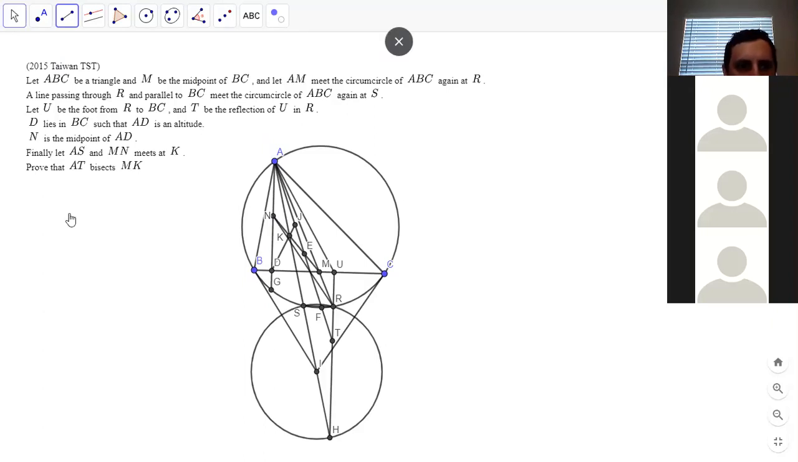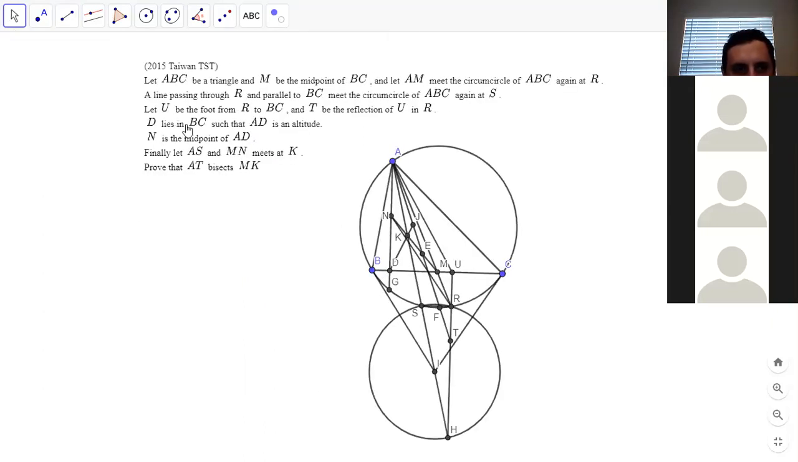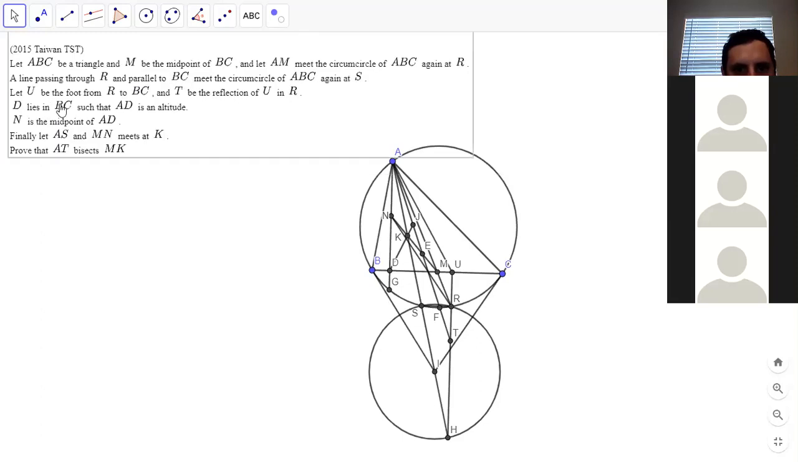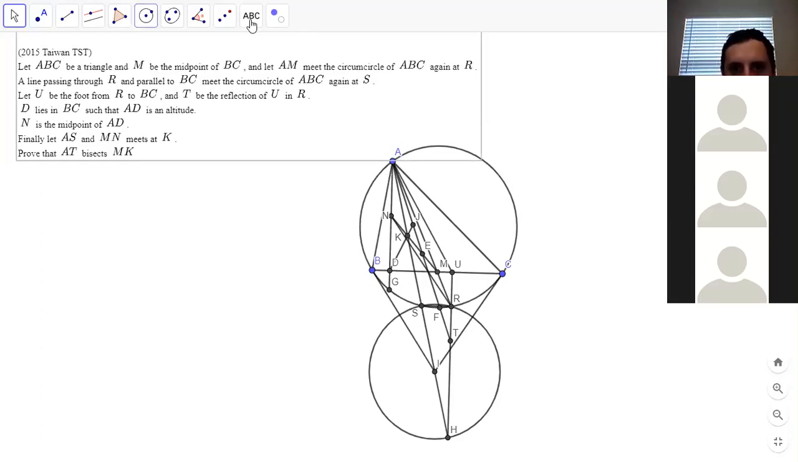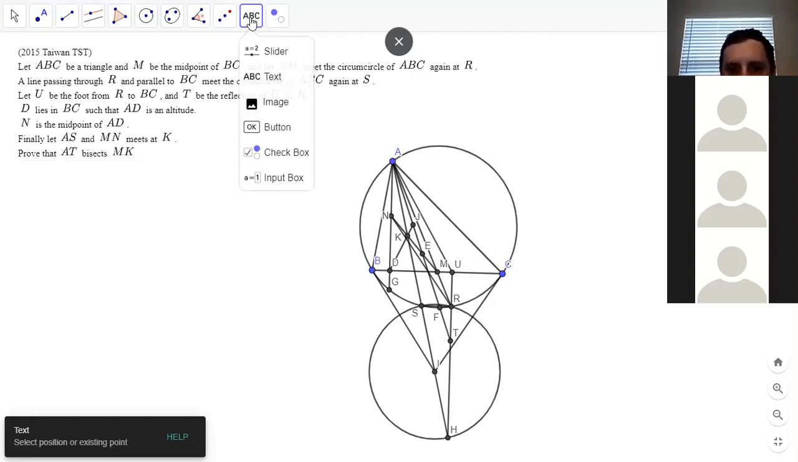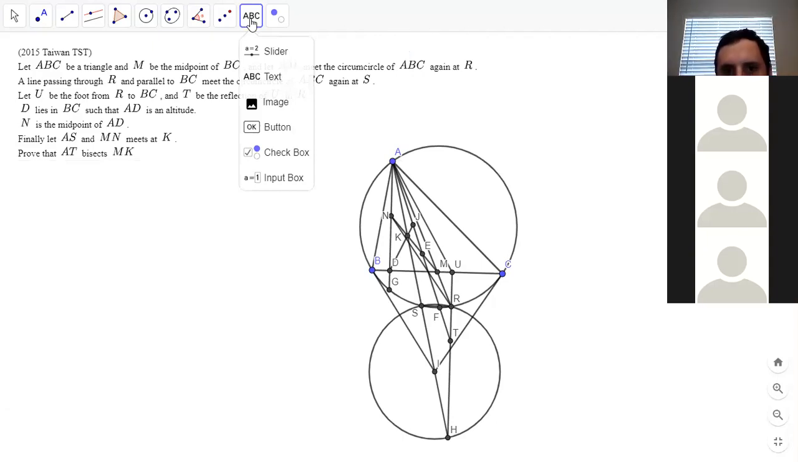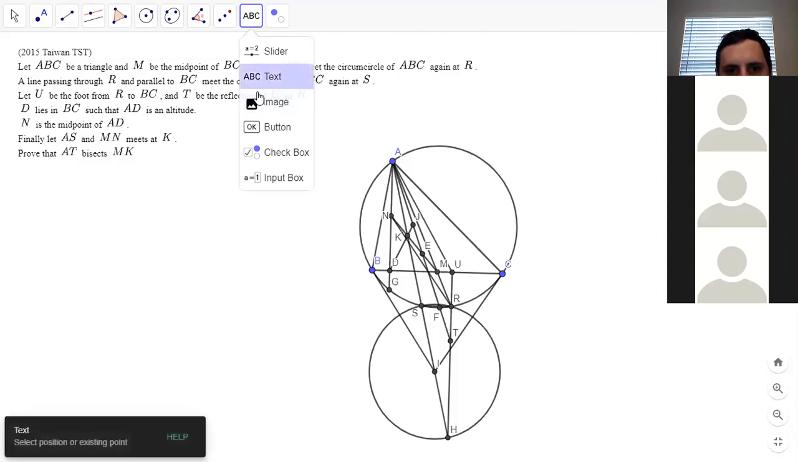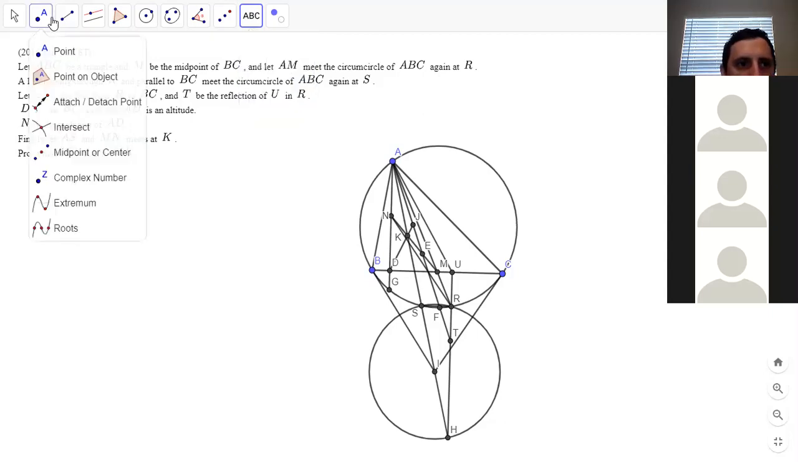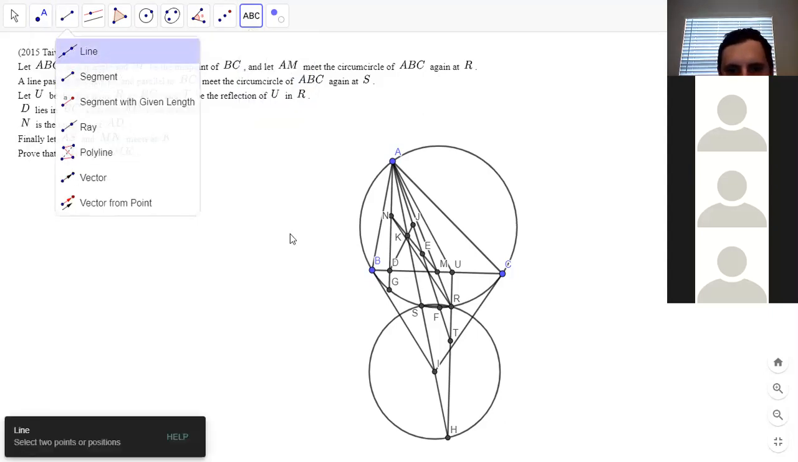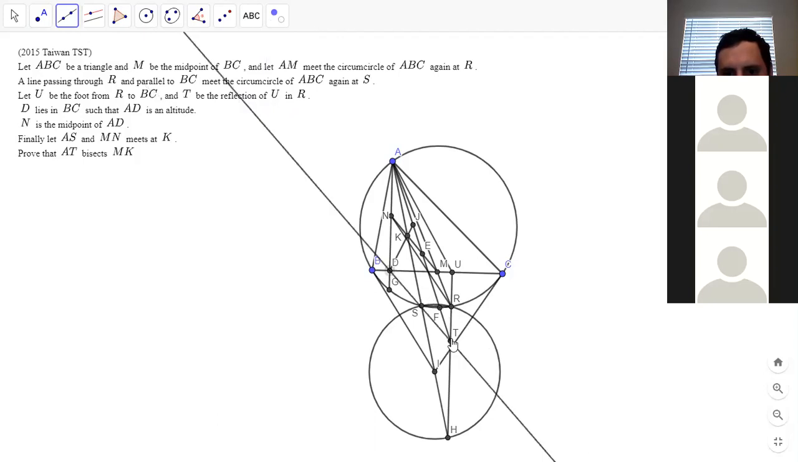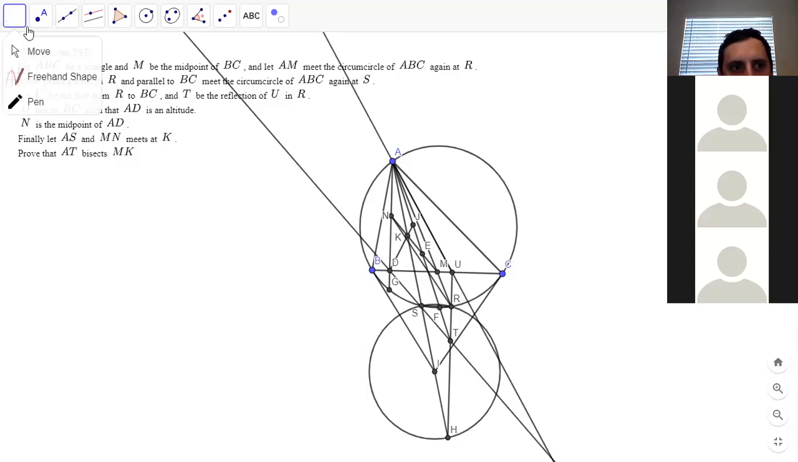Yeah, walk us through how you did it. AD and UT are parallel. That is obvious by definition. And N is the midpoint of AD and R is the midpoint of UT. So then if we intersect DT and AU, then that will actually be Ceva's theorem.